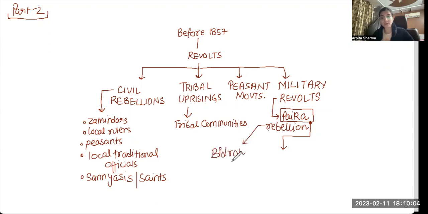Rebellion ka matlab bidro. That means you are rebelling against something, you are revolting. In Odisha and Assam area, rebellion is known as Bidro. Vatsalya, tell me, you studied this rebellion yesterday. What is the meaning of the term Paika? Did you revise? Batao jaldi se, Paika ka matlab kya hai? Who were the Paikas? Yes, they were the traditional militia. Very good, Vatsalya. Traditional militia of Odisha.